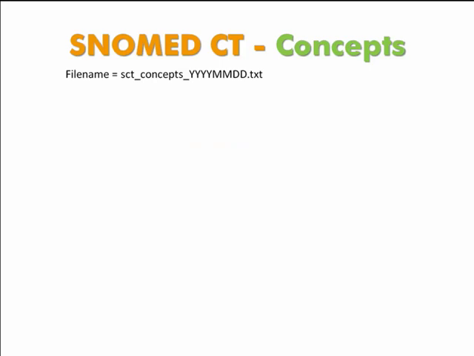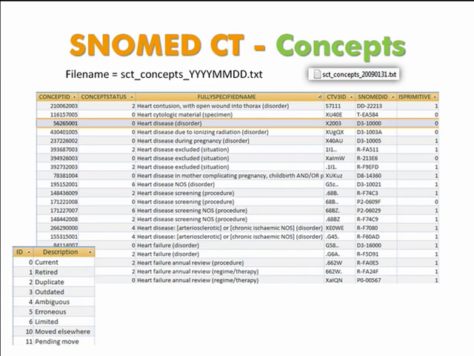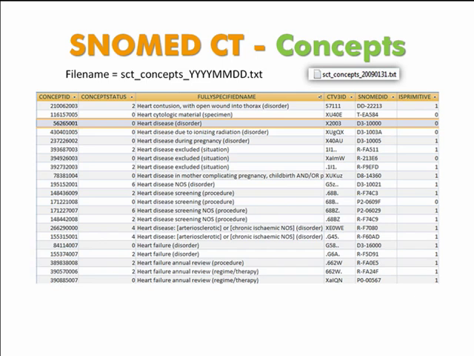And I'll talk more about that in a second. So let's start out by looking at the concepts file. The file name is SCT_concepts_year, month, day .txt. With the sample data I'm using, which is from way back in January, that's the file name. But this is basically what the file looks like. So what you have in the file is the concept ID, the concept status, which is one of those values down there. 0 means current. Then the fully specified name, the read code, the legacy SNOMED ID, and an is primitive indicator.